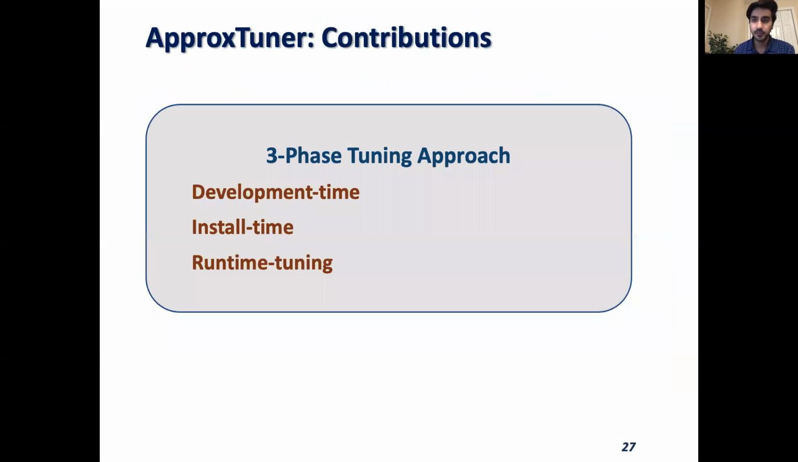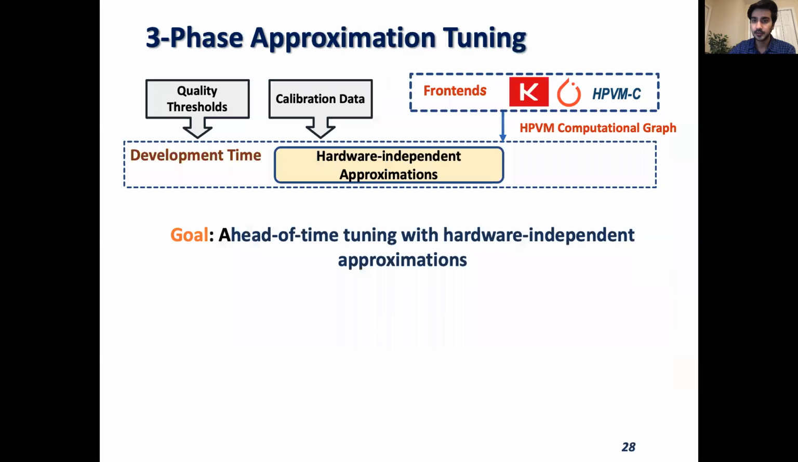The main contribution of ApproxTuner is a three-phase approach. This includes a development time phase, an install time phase, and a runtime phase. The first phase is a development time phase, which involves ahead of time tuning before shipping the program. In this tuning phase, the user provides an acceptable accuracy threshold and some calibration data to tune with.